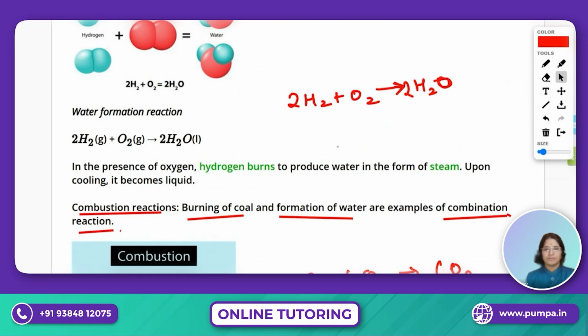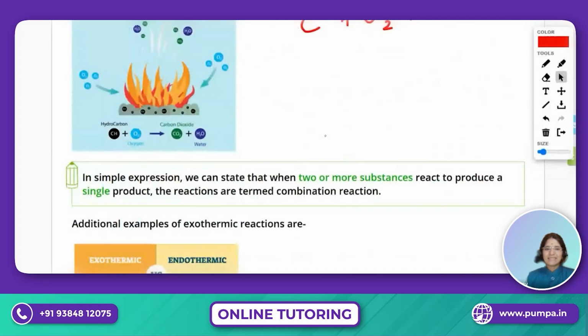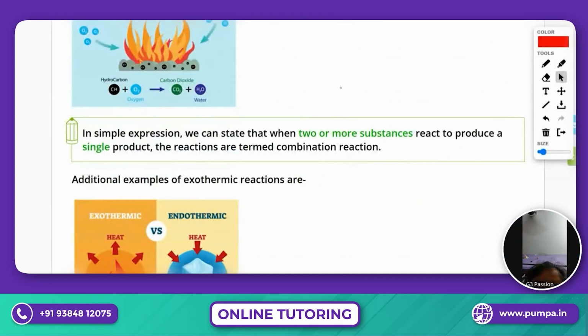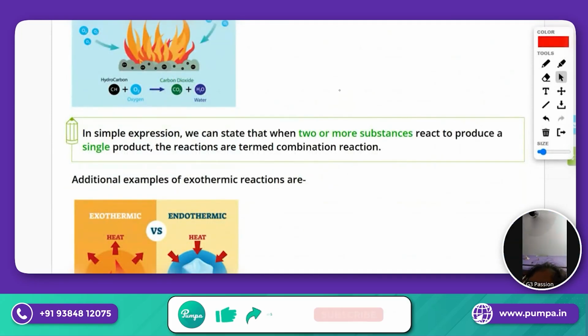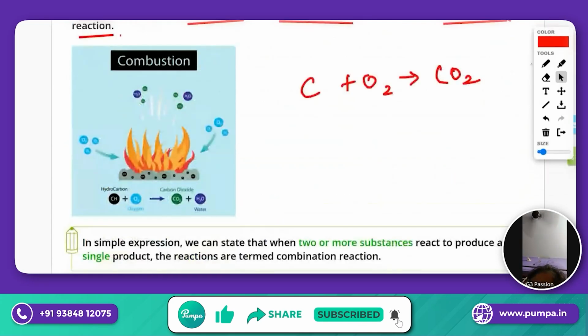Okay. Yes. So now, ma'am, what is carbon called, ma'am? I mean, like C.